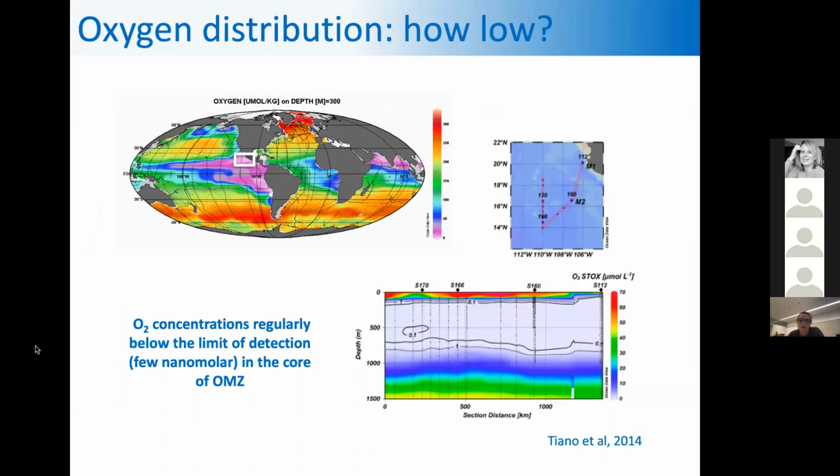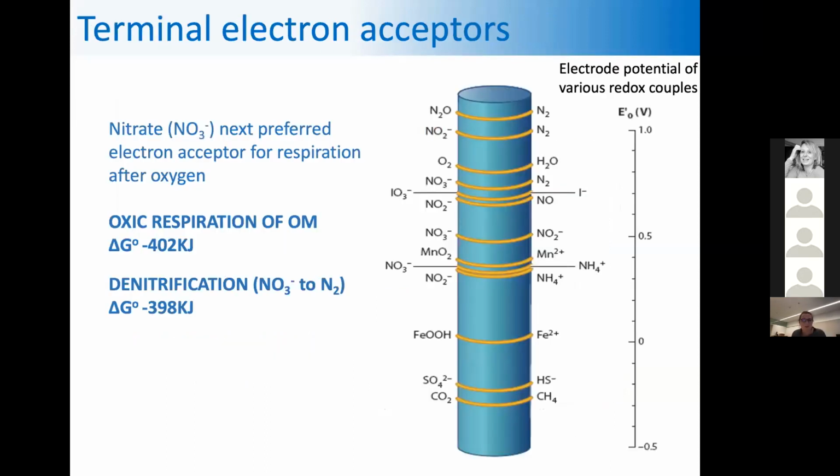And so here we've got a nice section from just off the coast of Mexico, using a STOX sensor, a switchable trace oxygen sensor. This starts to give us a feel for what oxygen concentrations we're talking about. Regularly, it's below the limit of detection of this STOX sensor, the best technology that we have available. That detection limit is somewhere around a few nanomolar within that core region of low oxygen. And it's those numbers that I want you to keep in mind as we move through this talk. And so we're running out of oxygen, or it's completely gone.